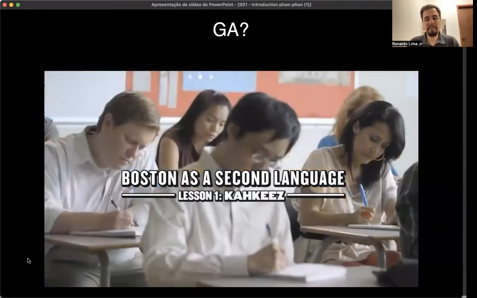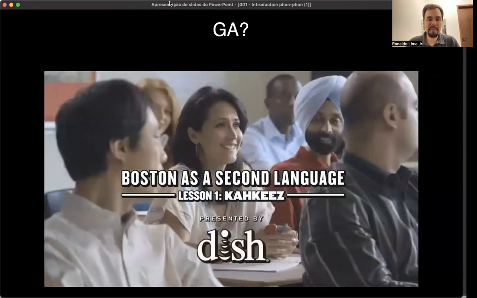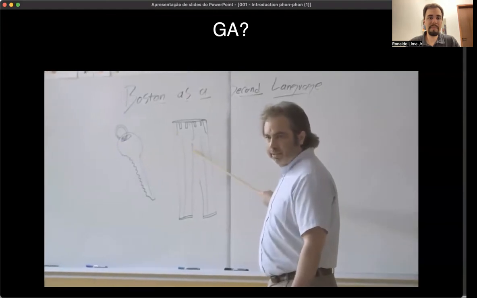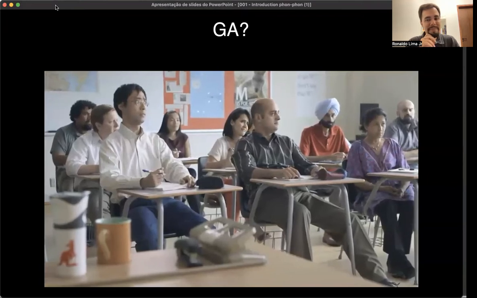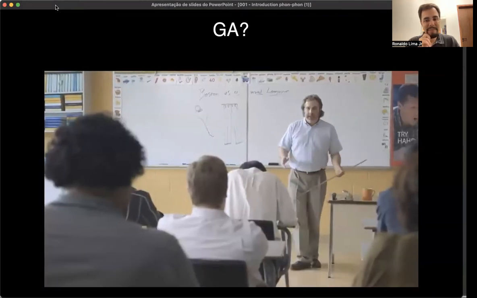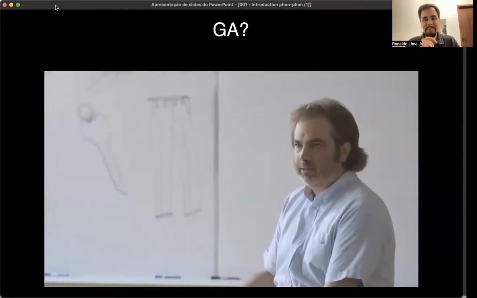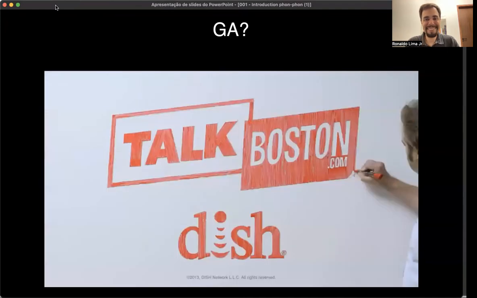Welcome to Boston as a Second Language. Khakis, khakis, khakis, khakis. Now, an easy way to remember this is you put your khakis in your khakis and not the other way around. Everybody got that? Good. Moving on. Go to talkboston.com to learn how to talk Boston.